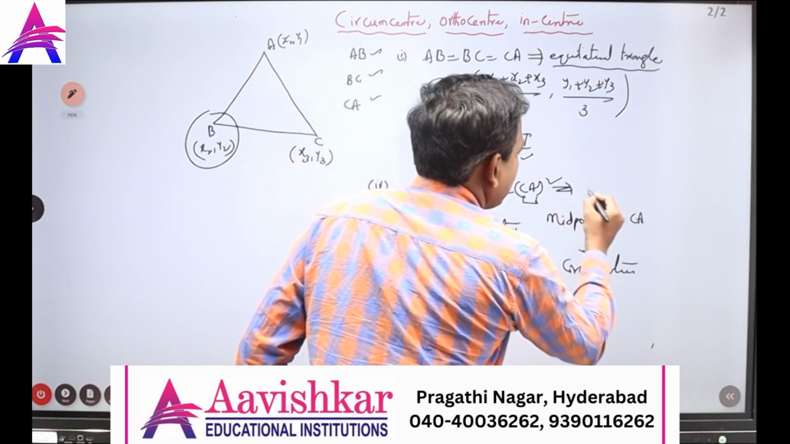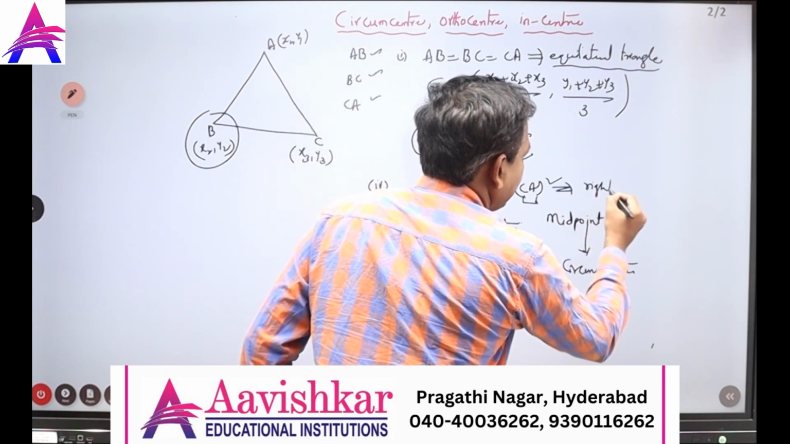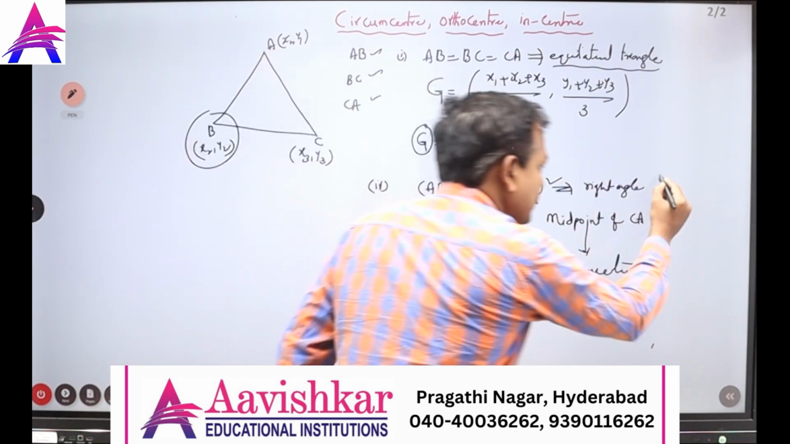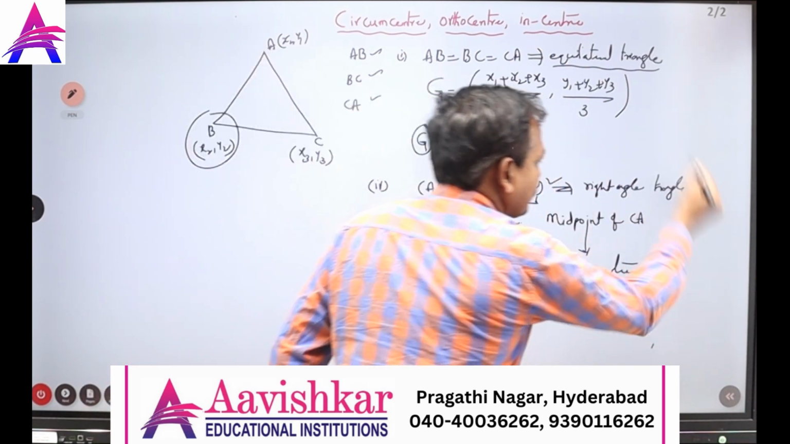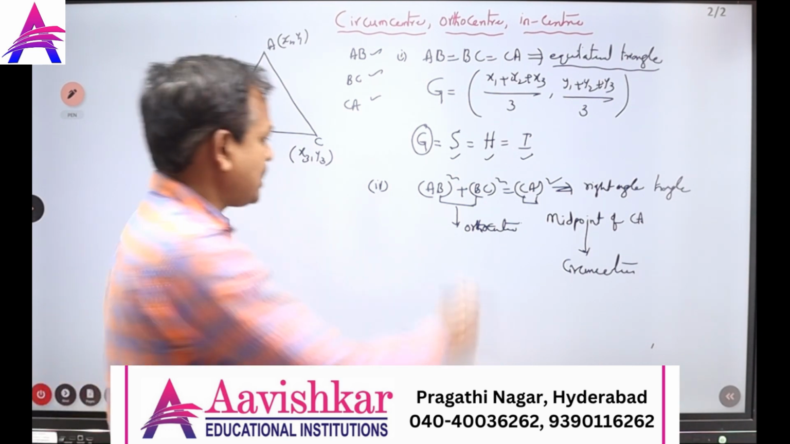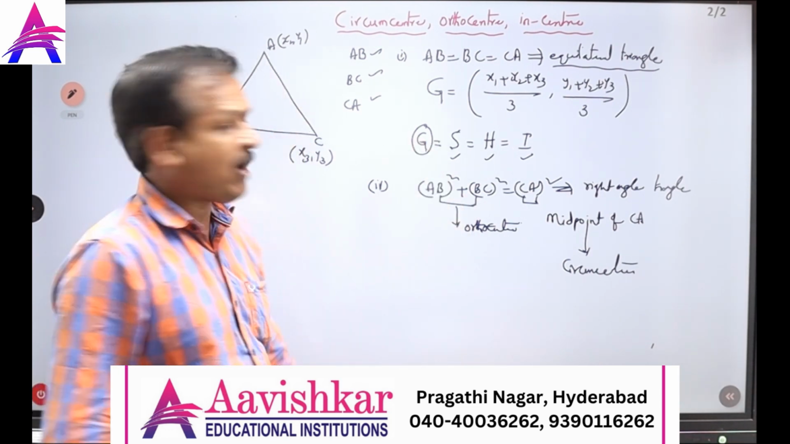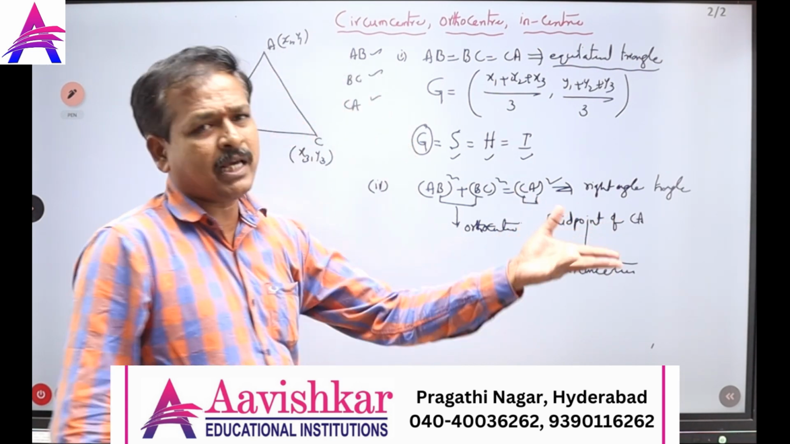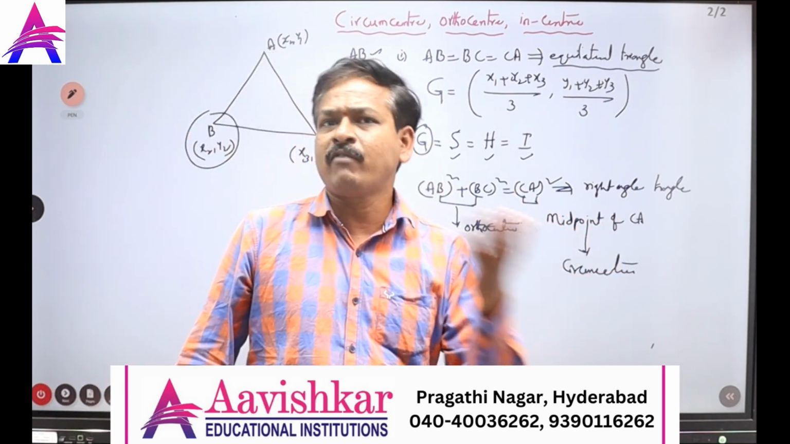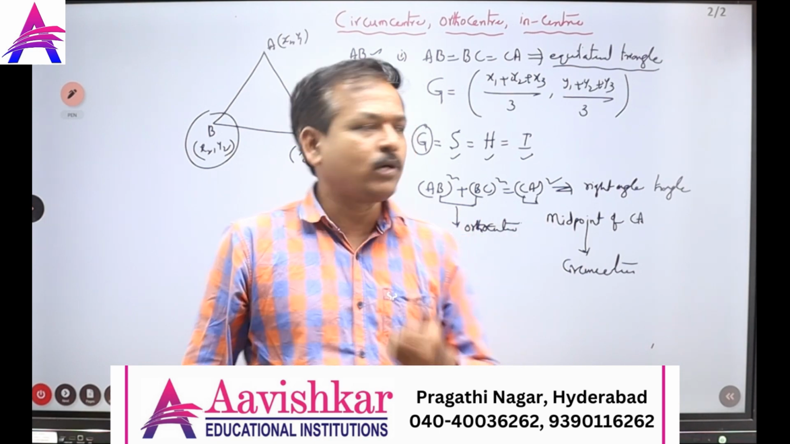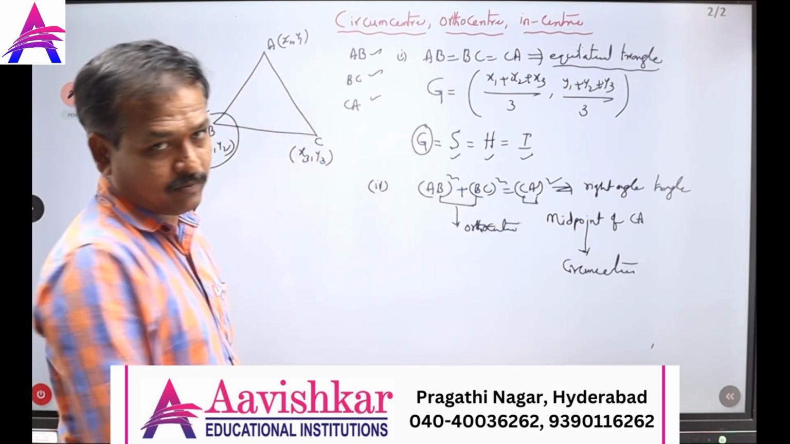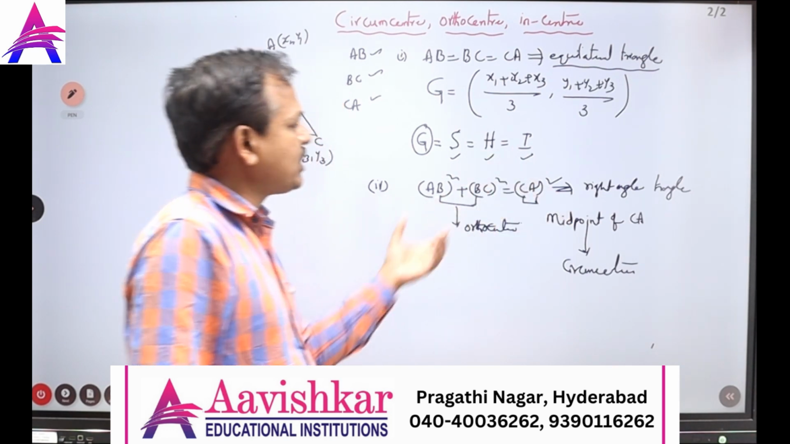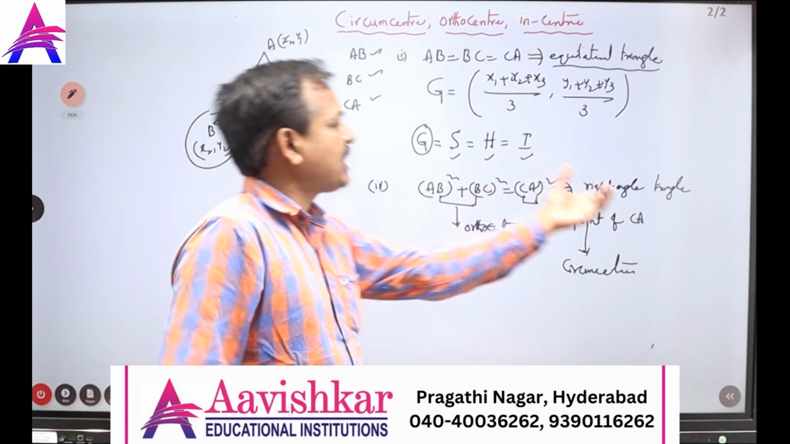This is nothing but a right angle triangle. So this is the very important formula to find out the orthocenter and the circumcenter. The midpoint of CA you already know: the midpoint of any 2 points is (x1 plus x2) by 2 comma (y1 plus y2) by 2. So this is the second technique to find the orthocenter and circumcenter whenever the triangle is a right angle triangle.